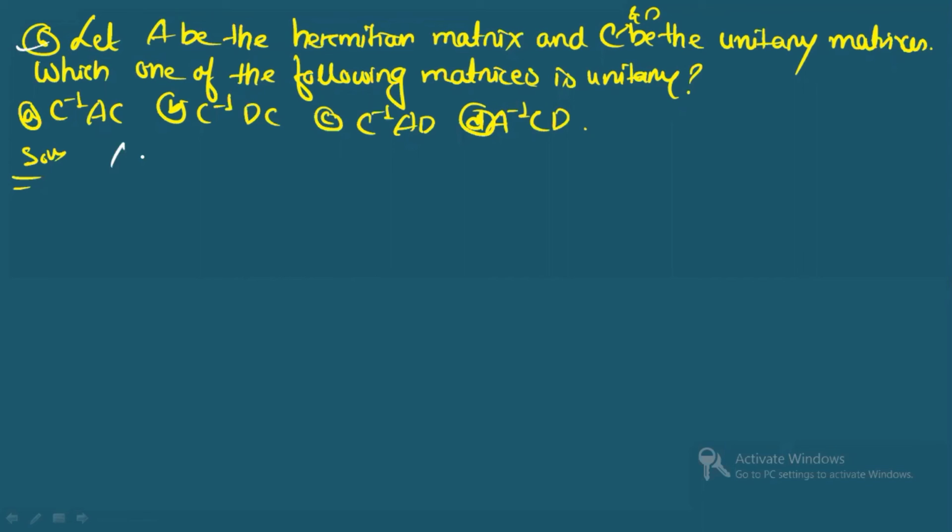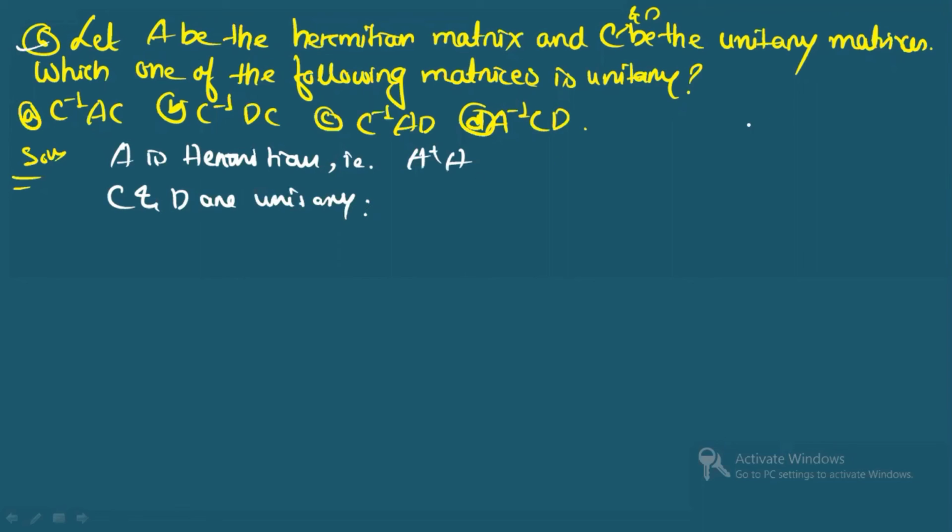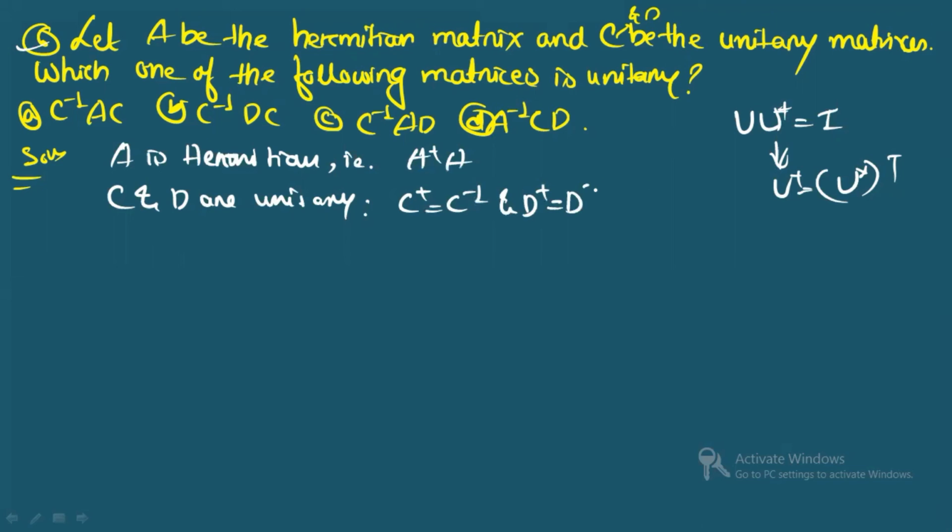So A is Hermitian, given to you. We have already seen in the theory that A is Hermitian, that means A dagger is equal to A. C and D are unitary. Unitary matrix means U dagger U is equal to the identity matrix. U dagger represents the conjugate of U, then its transpose. So if C and D are unitary, then you can write C dagger is equal to C inverse and D dagger is equal to D inverse.